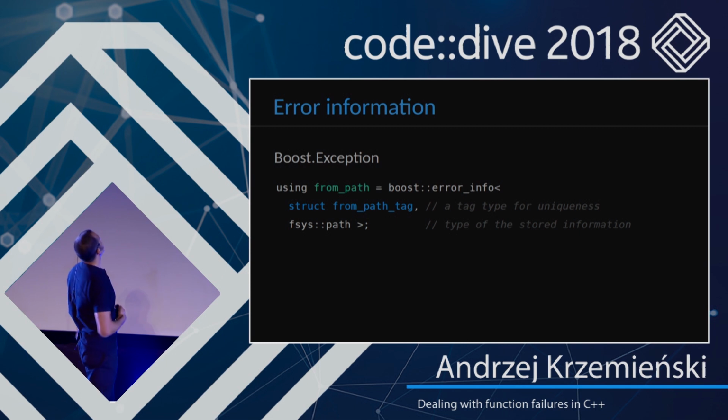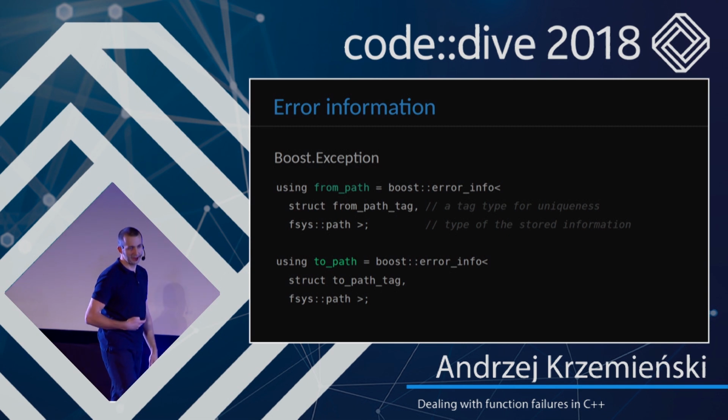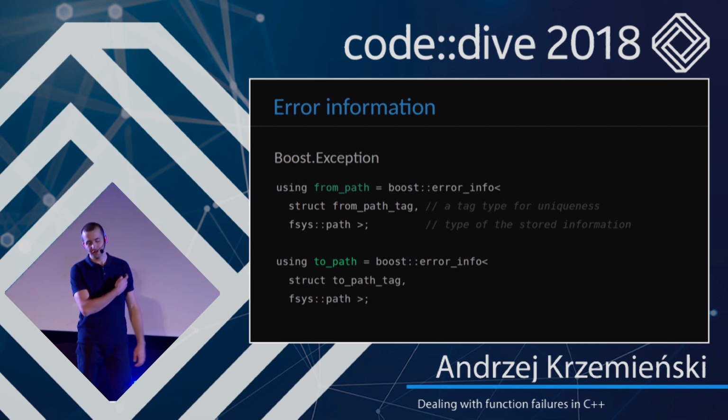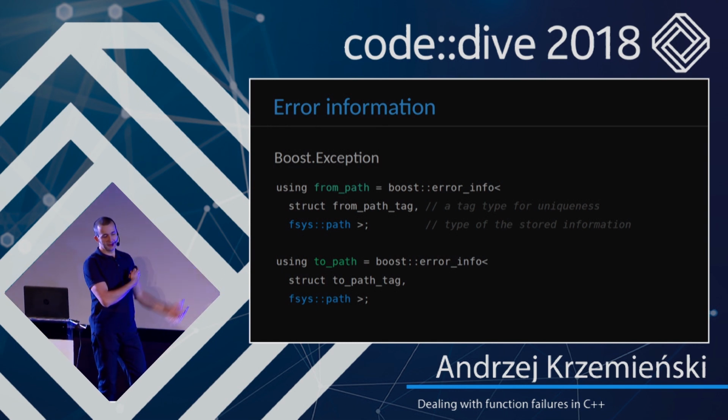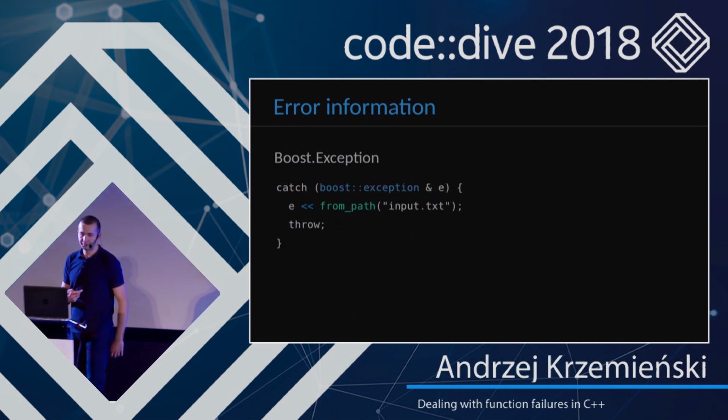And this additional struct created on the fly, I need it so that my from path is a unique type, even if I'm storing the same piece of information, like here. If I want to store a destination path also, I will be storing the same type inside, but because I use different tags here, I render two different instantiations of a template, and they will never be confused.